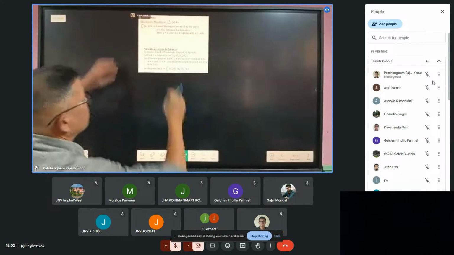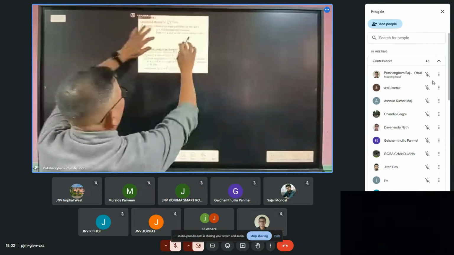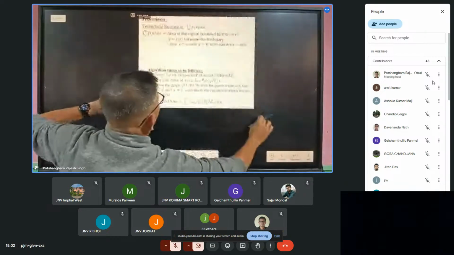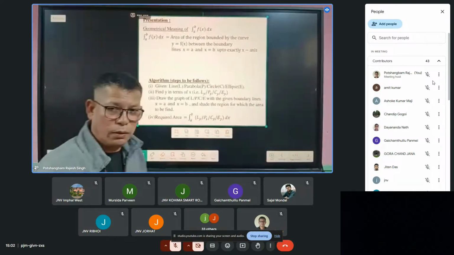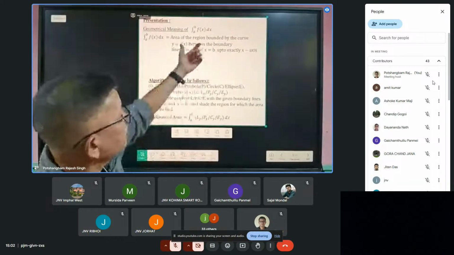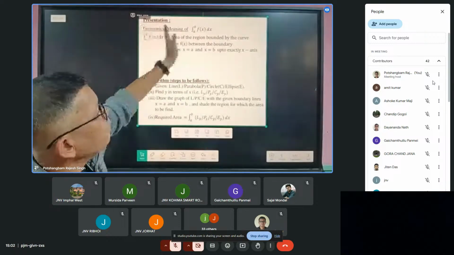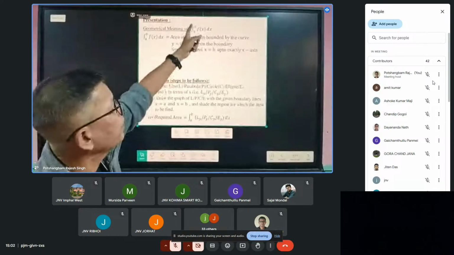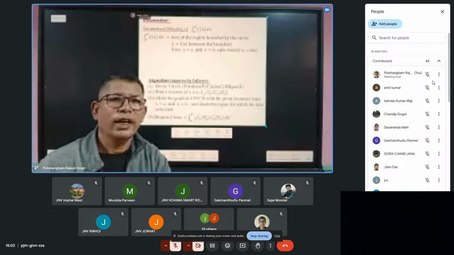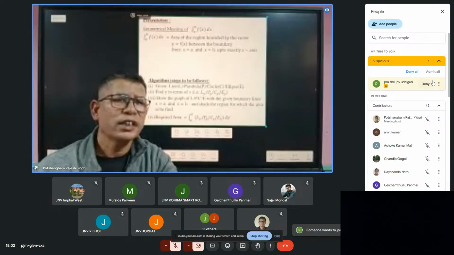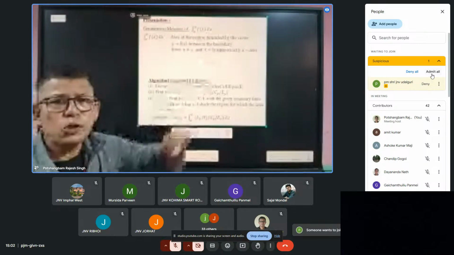Let's start our today's main discussion. Our main discussion is the geometrical meaning of the definite integration from a to b of f(x) dx. Actually, we are going to find the area of the region under the given curve by using the definite integration.